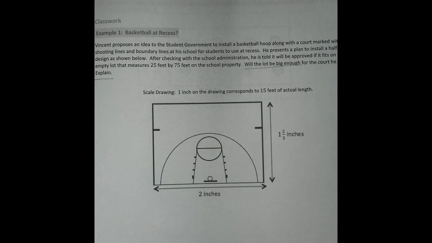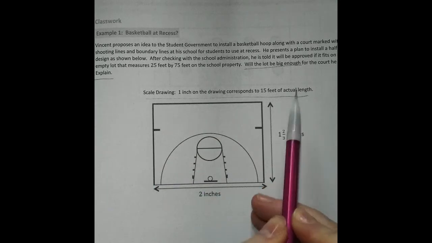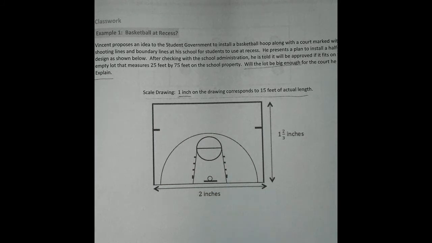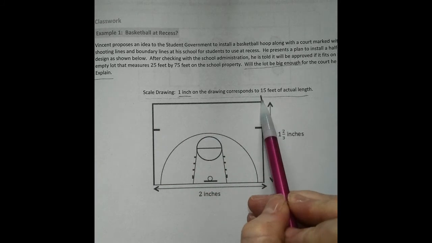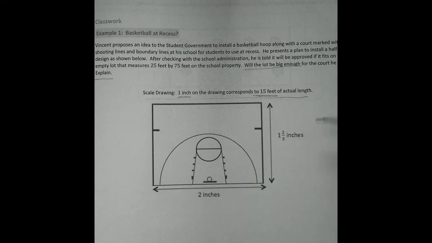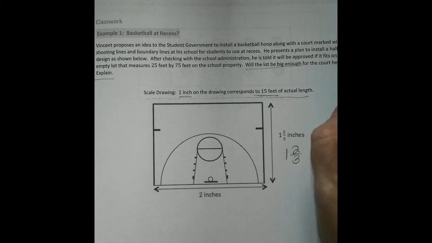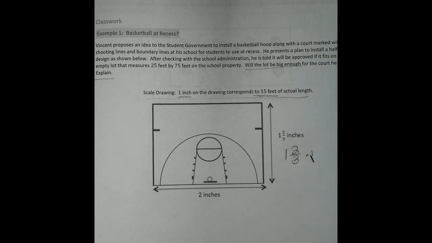So we've talked about how we have to explain, and that means using words. Let's look at what our scale drawing information shows us. It says that 1 inch on this drawing corresponds to 15 feet in actual length. So if we have 1 2/3 inches, we're going to have a little more than 15 feet. How would we calculate this? We take 1 2/3 times 15.